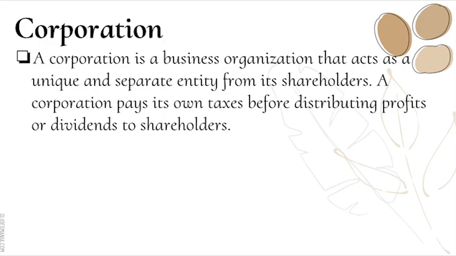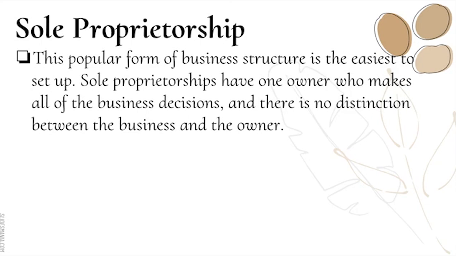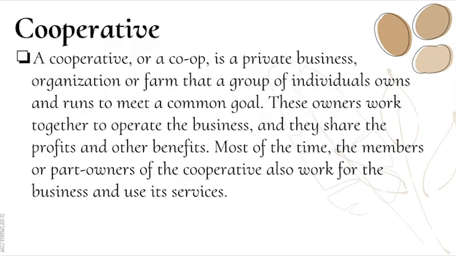Okay, so the third one is sole proprietorship. This is a very popular form of business structure because it is the easiest to set up. A sole proprietorship has one owner who makes all of the business decisions, and there is no distinction between the business and the owner. Some typical examples of sole proprietorship include the personal businesses of freelancers, artists, consultants, and other self-employed business owners who operate on a solo basis.